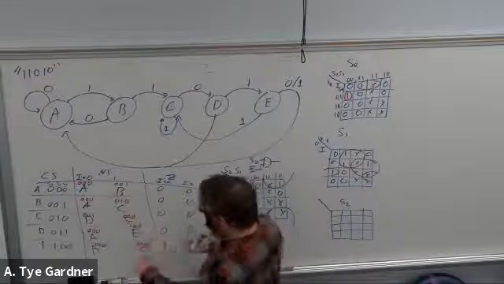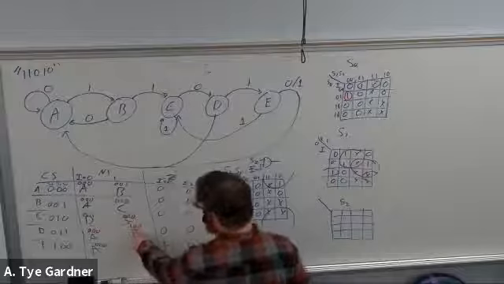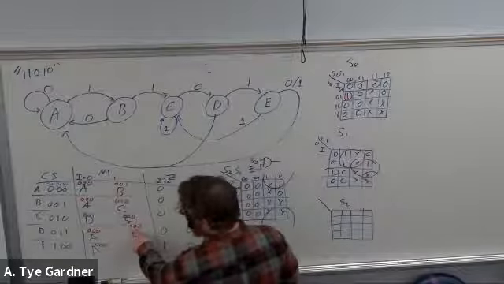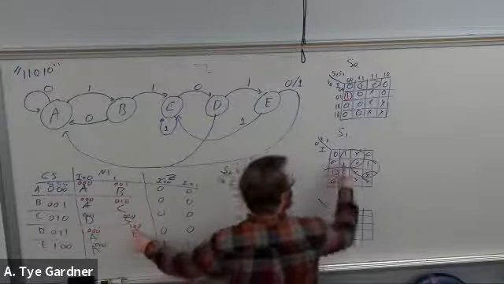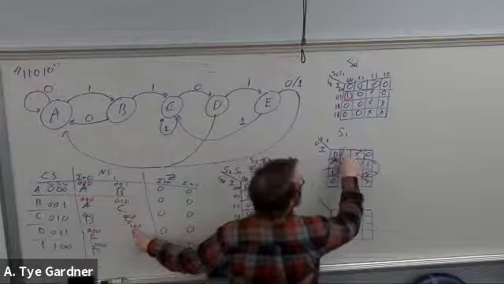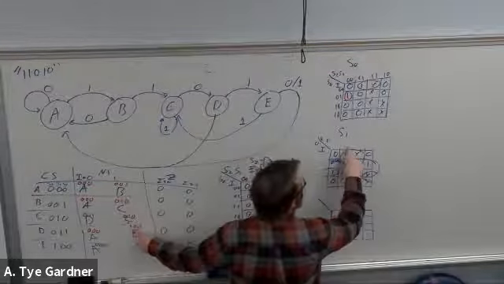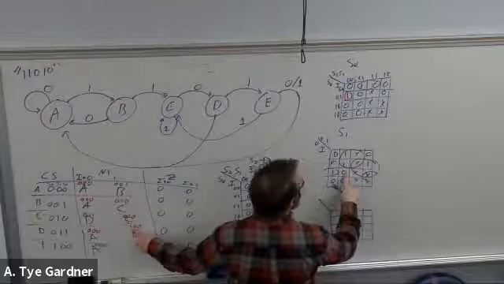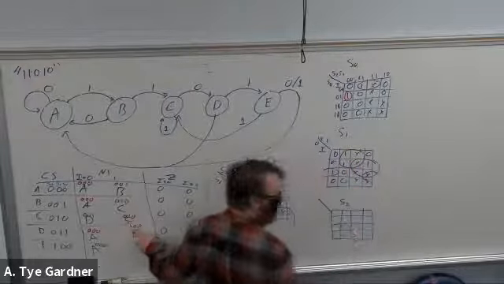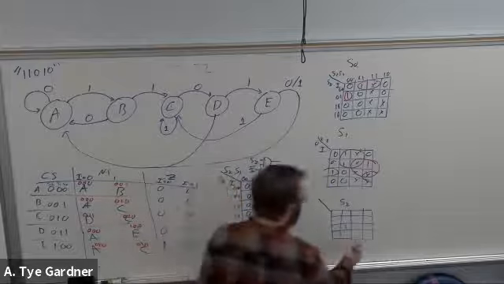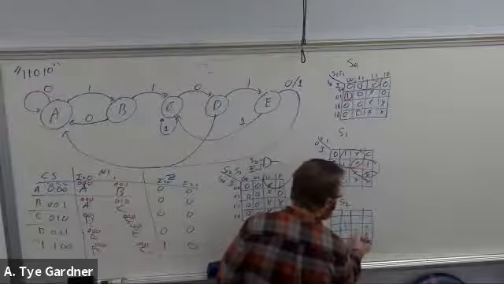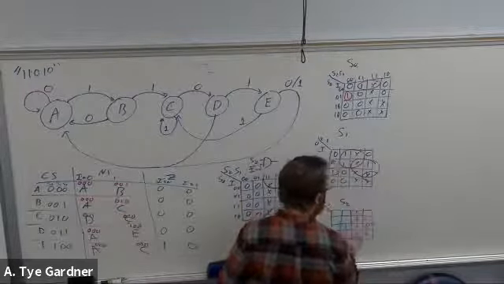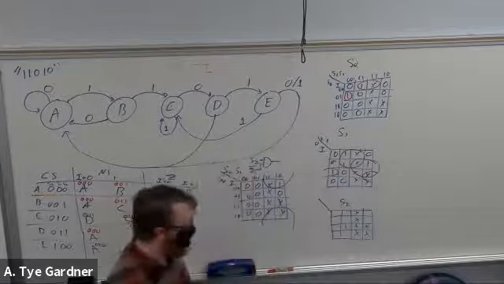Okay, so I need a 1 at, where are we? So 0, 1, 1, 1. That one. And then the don't cares stay the same. And everything else is 0.